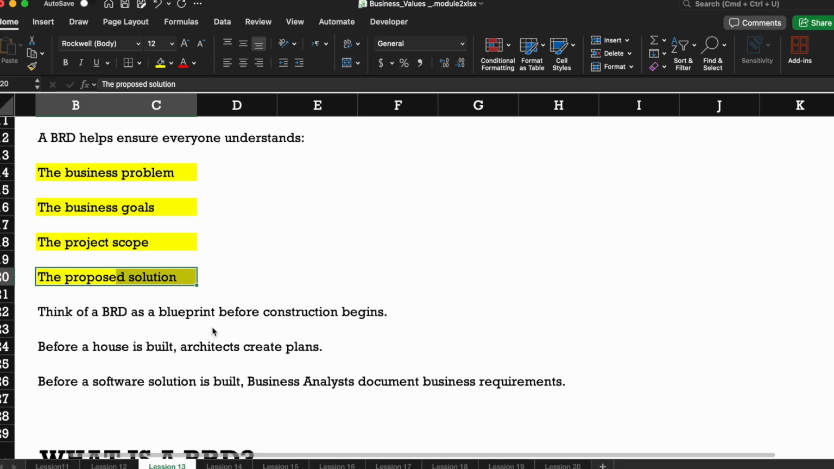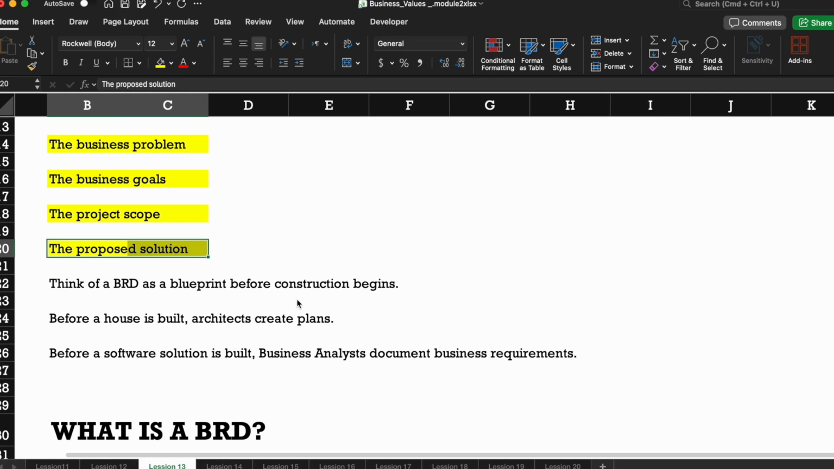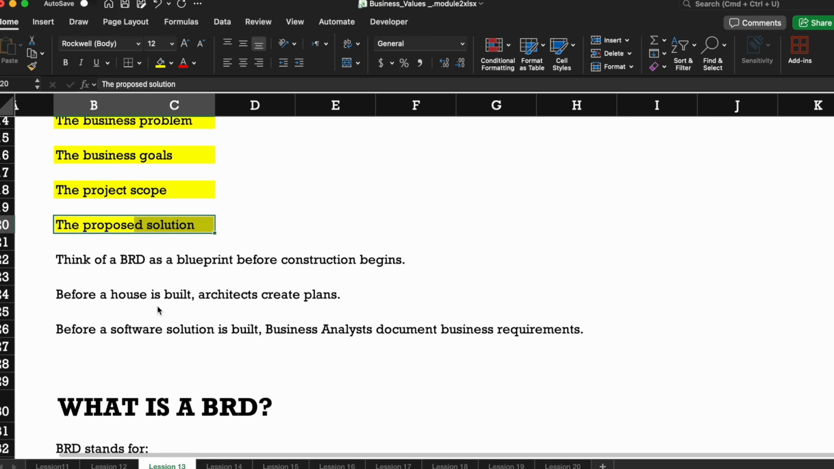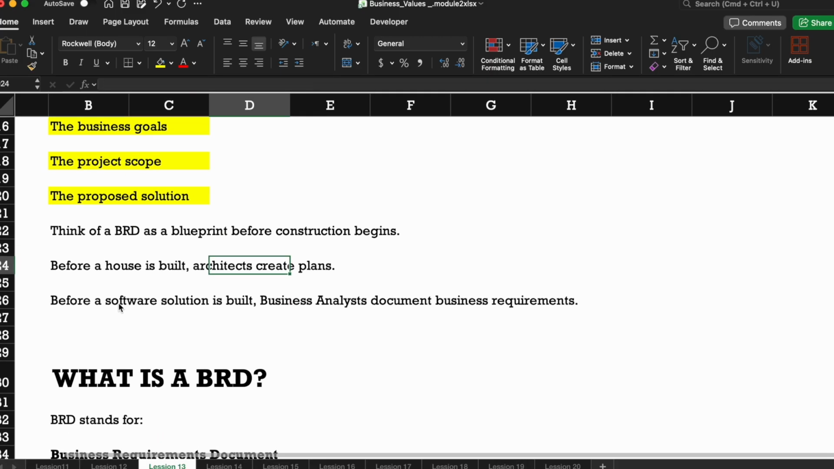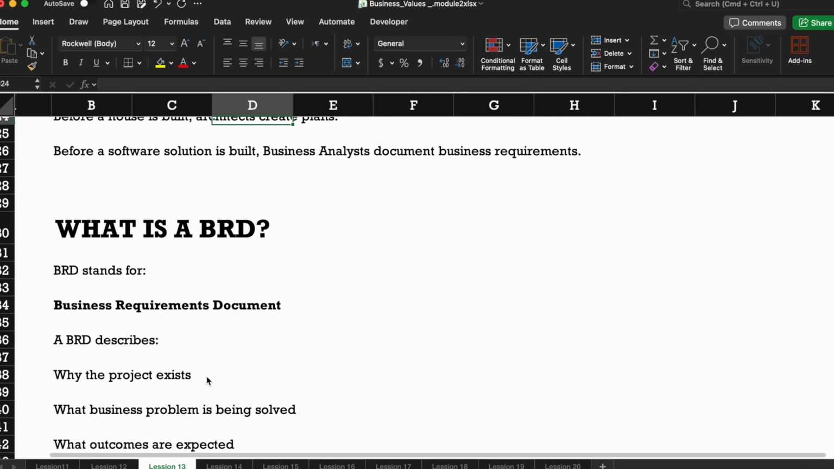Think of a BRD as a blueprint before construction begins. Before a house is built, an architect creates plans. Before a software solution is built, a business analyst documents business requirements. What is a BRD?